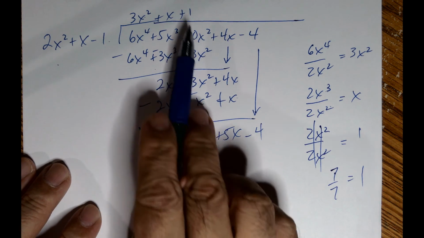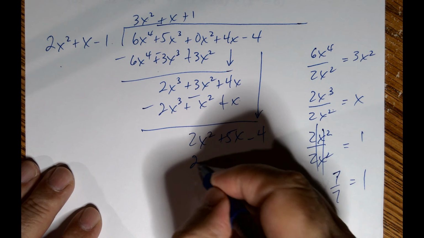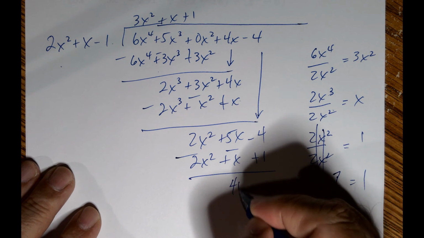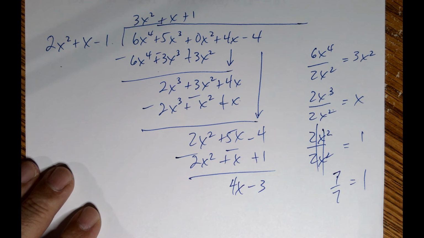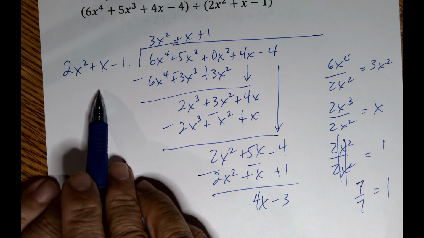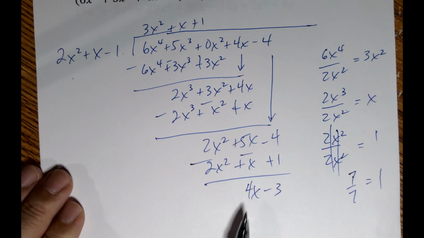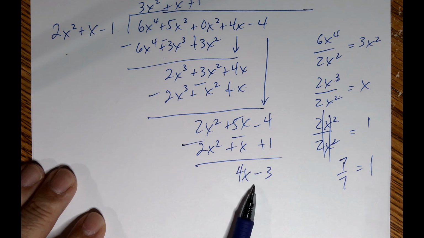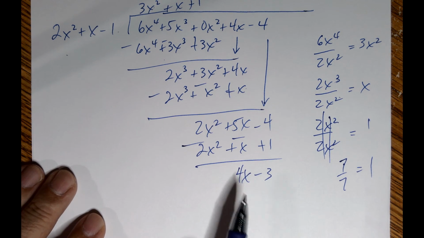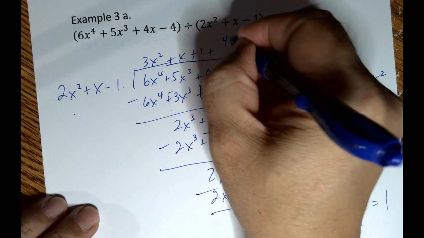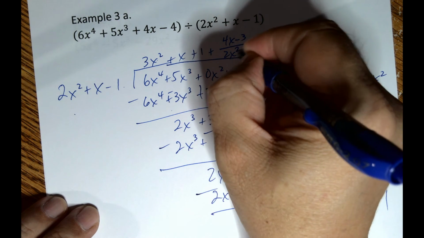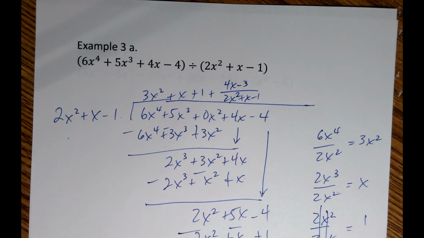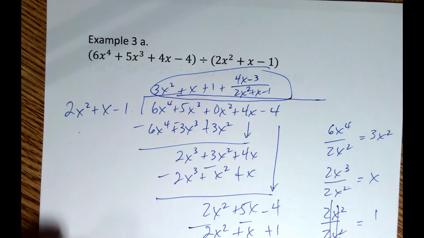All right. So I do multiply 1 times 2x squared plus x minus 1. It's 2x squared plus x minus 1. Change signs. So that's going to be 4x minus 3. So the divisor had a degree of 2. So when I get here and the degree is less than 2, I stop. That's when I'm done. And that's my remainder. 4x minus 3 is the remainder. So I do plus 4x minus 3 over 2x squared plus x minus 1. That's it. So this is the answer. That mess right there.